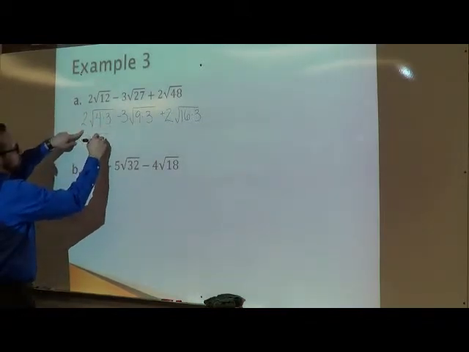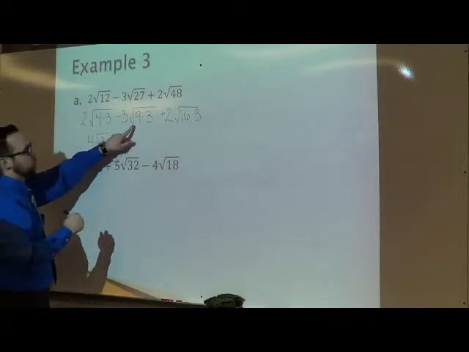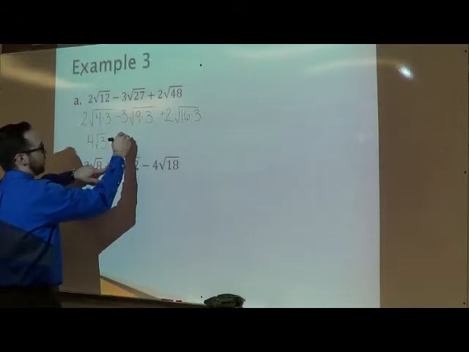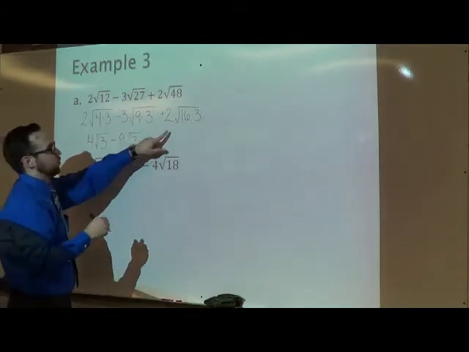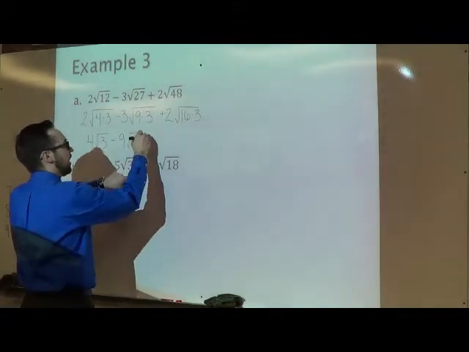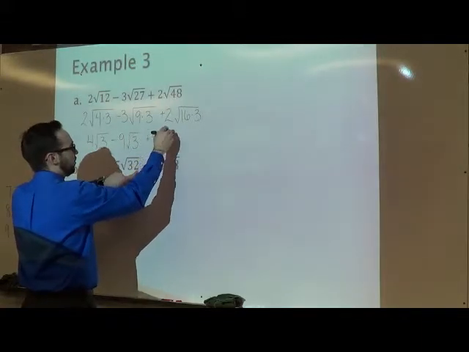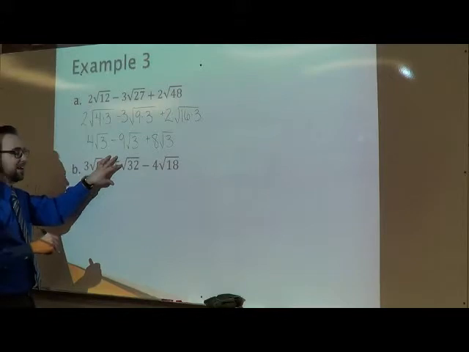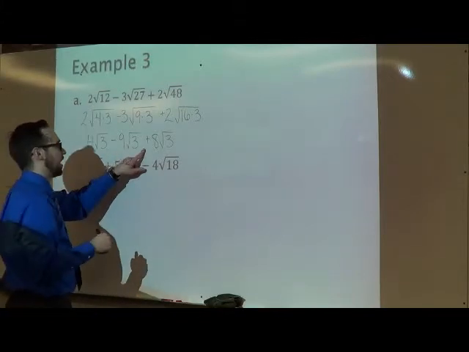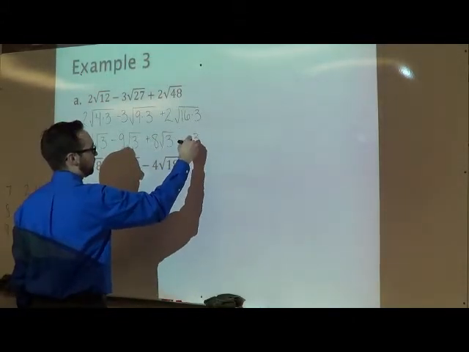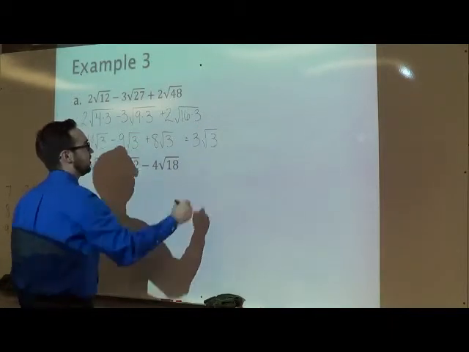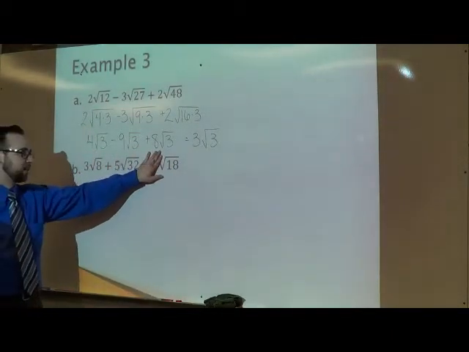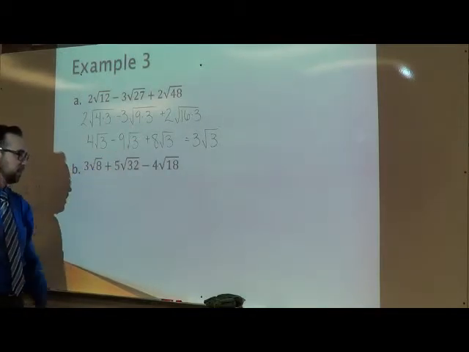So I have 4 square roots of 3 minus the square root of 9 is 3 times 3 is 9, so it's minus 9 square root of 3. Square root of 16 is 4 times 2 is 8. 8 square roots of 3. Now I have square root of 3 in all of them. Now I can add them. So 4 minus 9 is negative 5, plus 8 is 3. And the square root of 3 stays the same, just like a variable. If you have 4x minus 9x plus 8x, you get 3x. Same thing here.